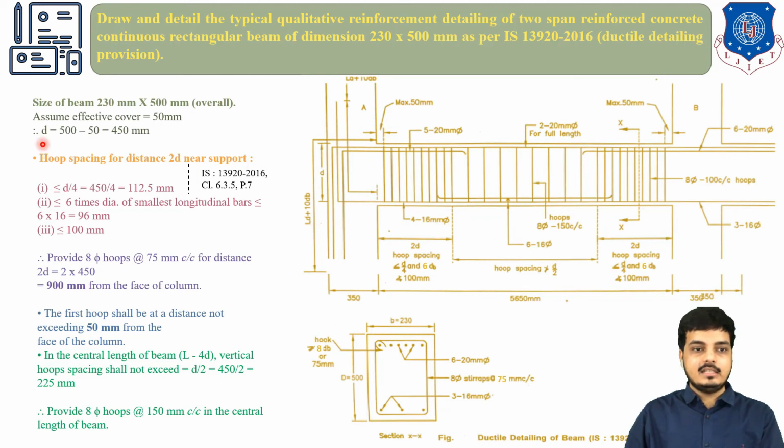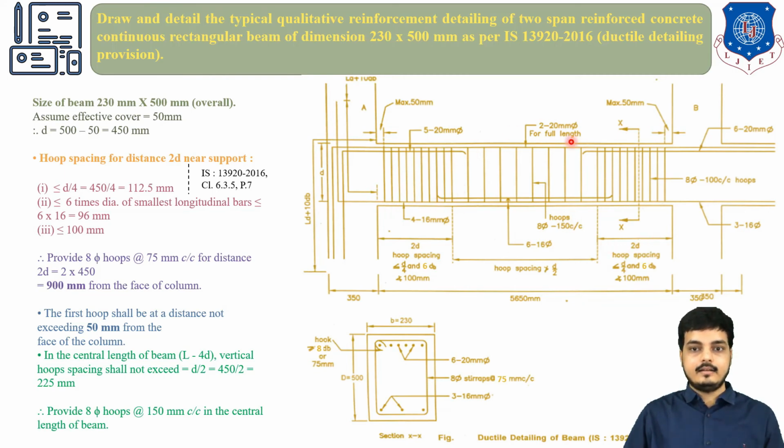So what will be my D? D is here 450 mm. So 2 multiplied by 450 is nothing but 900 mm from the face of the column. So on both sides, up to a distance of 900 mm from the face of the column, I will be providing 8 dia hooks, with the distance between the stirrups being 75 mm. So we have calculated for both the ends.